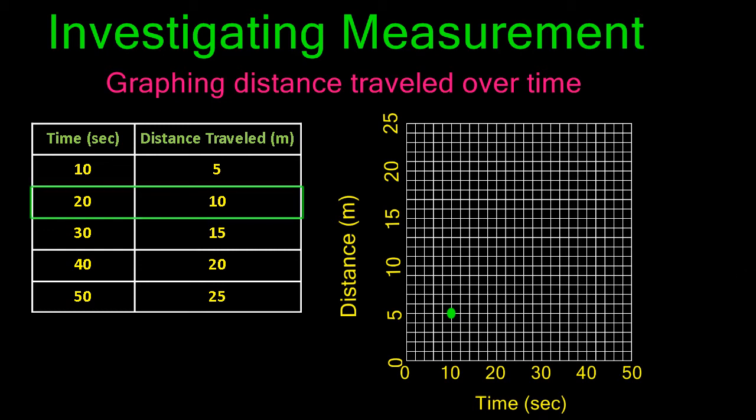Our second data set is highlighted in green. In order to graph this data point, we need to move over 20 seconds on the x-axis and 10 meters on the y-axis. This will give us our second data point here.